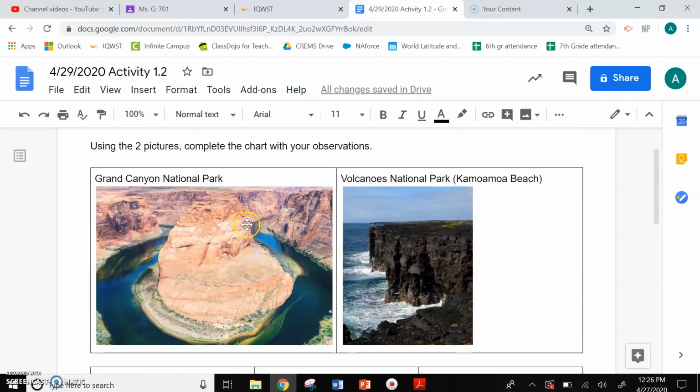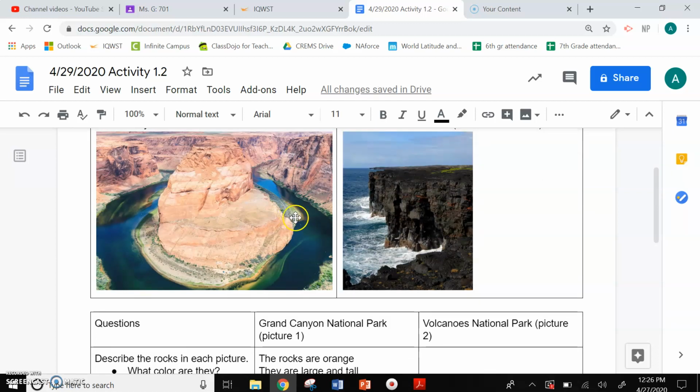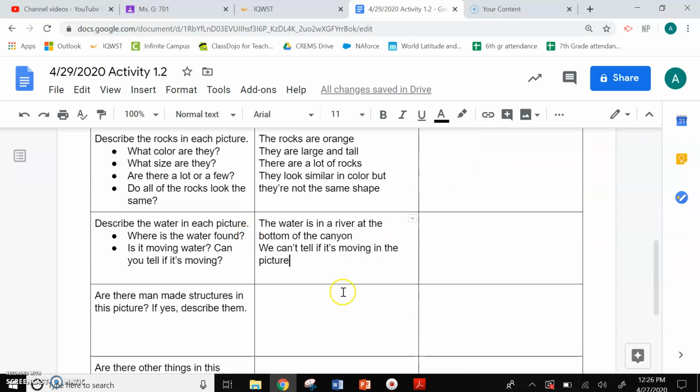This is me using a little bit of prior knowledge. I know that this is a river that flows through the Grand Canyon, but if you didn't know that it's a river, that's okay too. You might think that it's just a very oddly shaped lake, and that's fine.